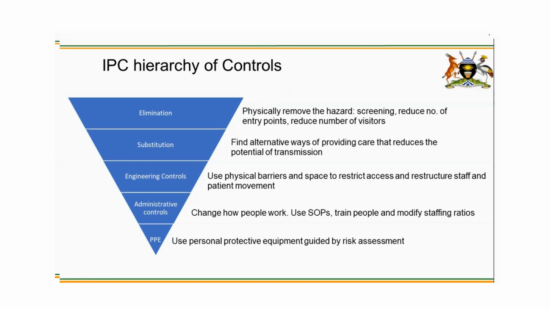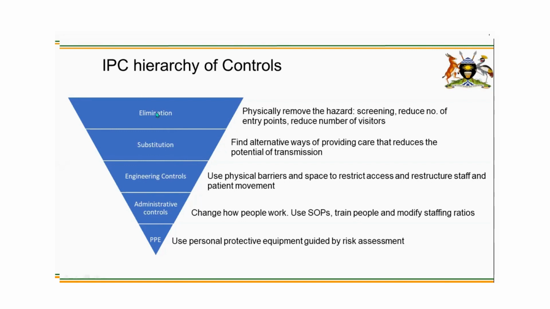But of course, my point here is that elimination is to remove any possibility of the hazard making an impact. So that's the prime that you want to see. You want to eliminate any chance of infection or getting from one person to another. And then substitution, engineering controls, administrative controls, and PPE. So these are like an inverted cone with the different preferences.